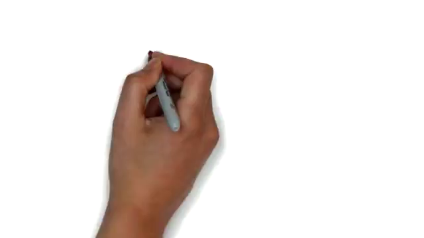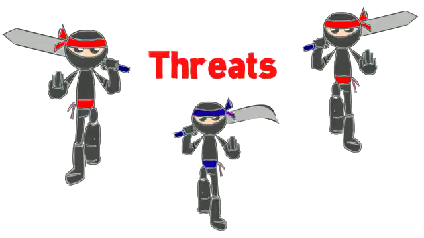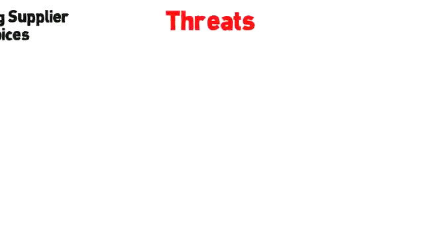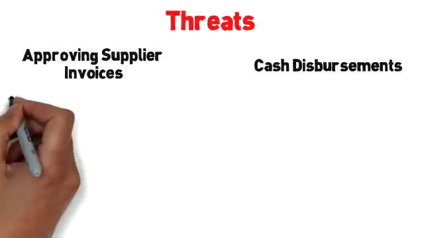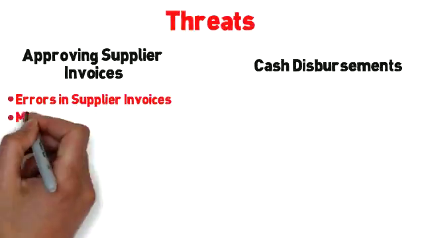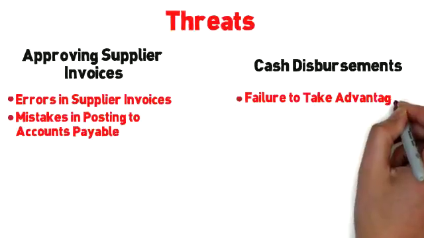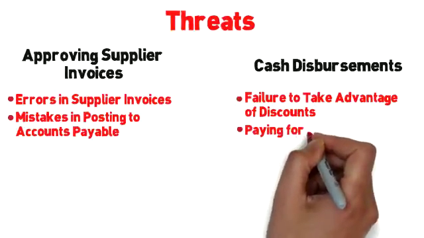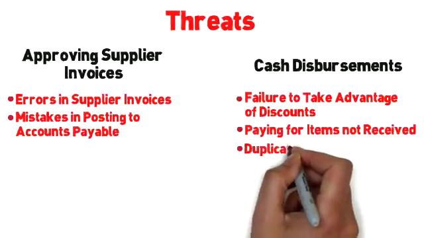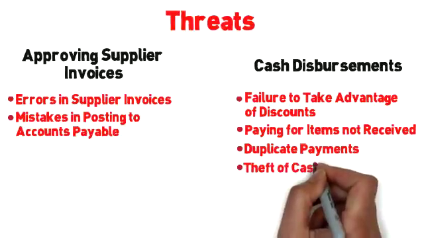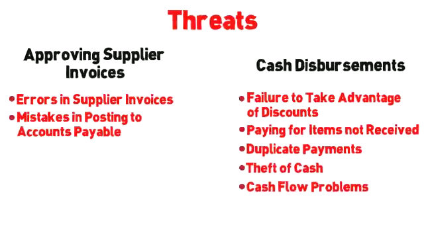Now we'll go over the threats to these two activities. With supplier invoices, there could be errors in supplier invoices as well as mistakes in posting to accounts payable. For cash disbursements, there could be a failure to take advantage of discounts through prompt payment, paying for items not received, duplicate payments, theft of cash, and cash flow problems.